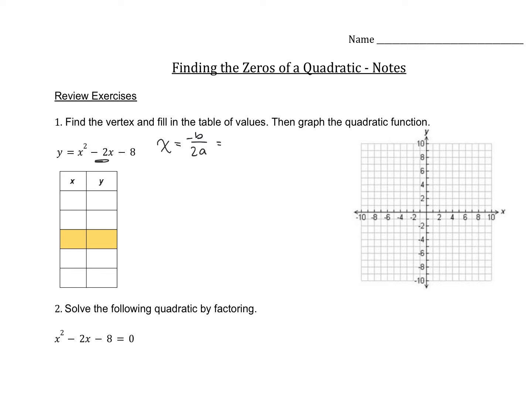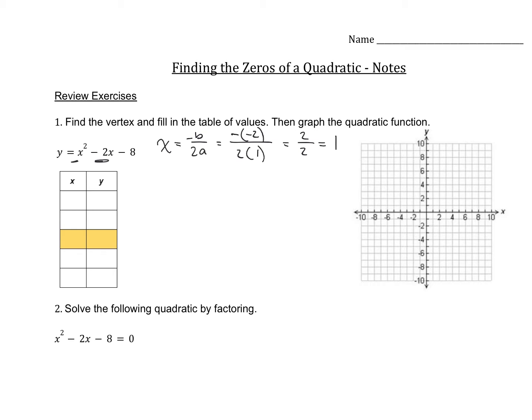Well, in this one, our b is negative 2, so I'm going to do negative 2 over 2 times my a value here. Since there's no number, that's just going to be a 1. So if I'm finding my x value of the vertex, I get 2 over 2, which just simplifies to 1.